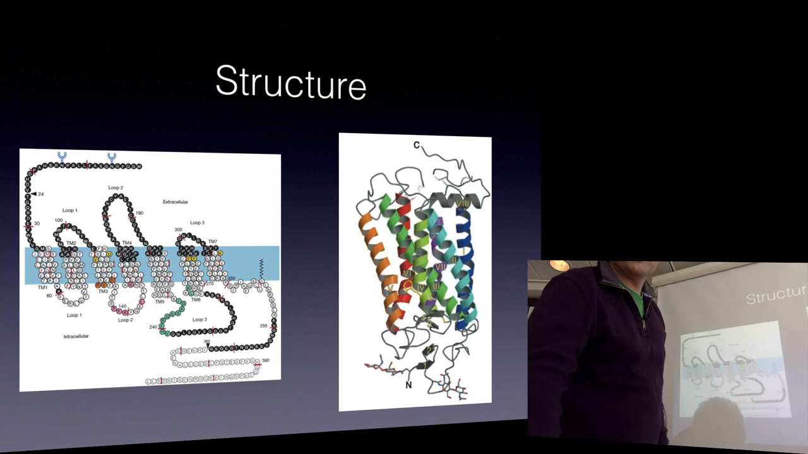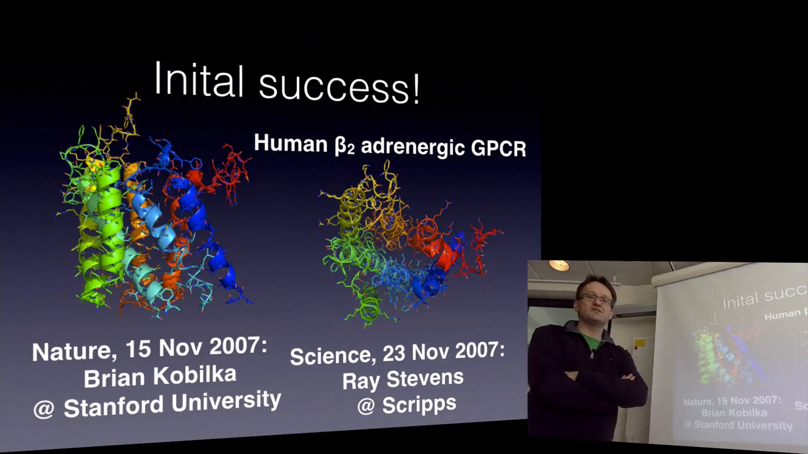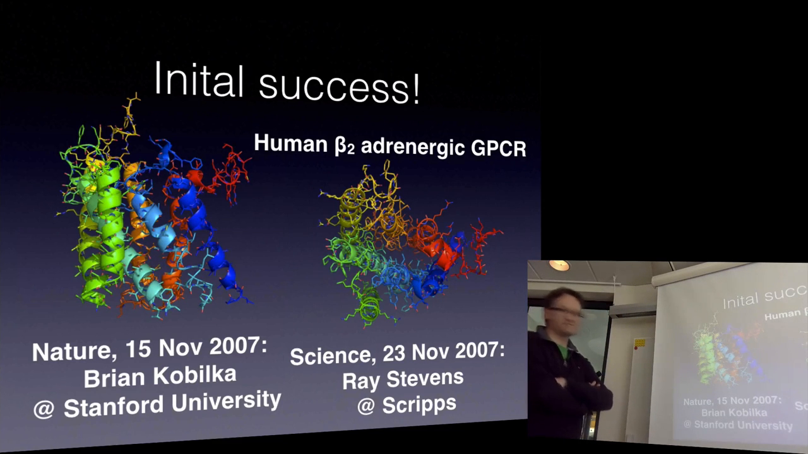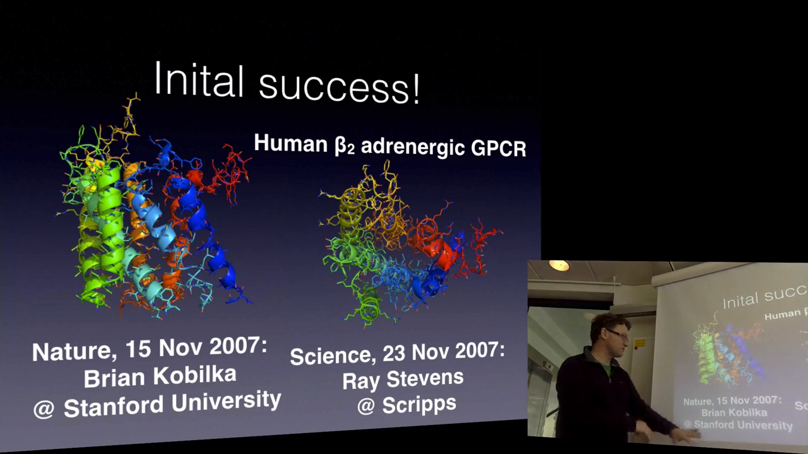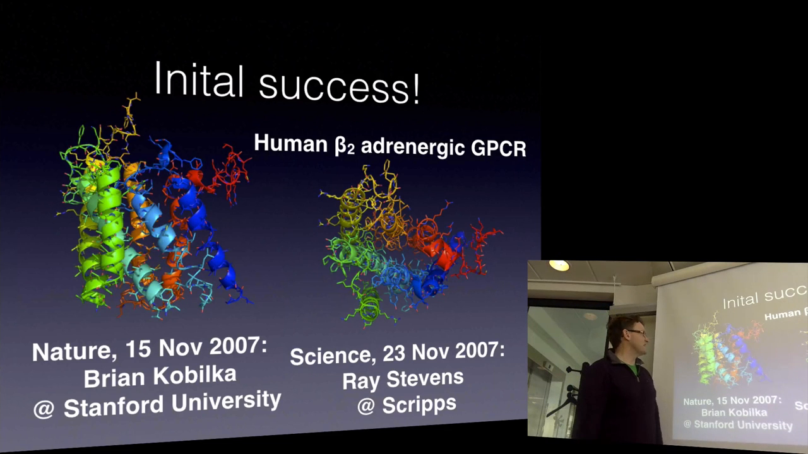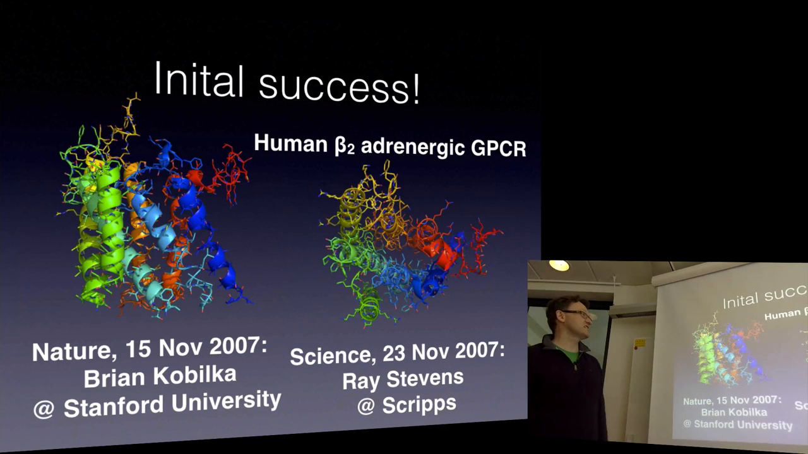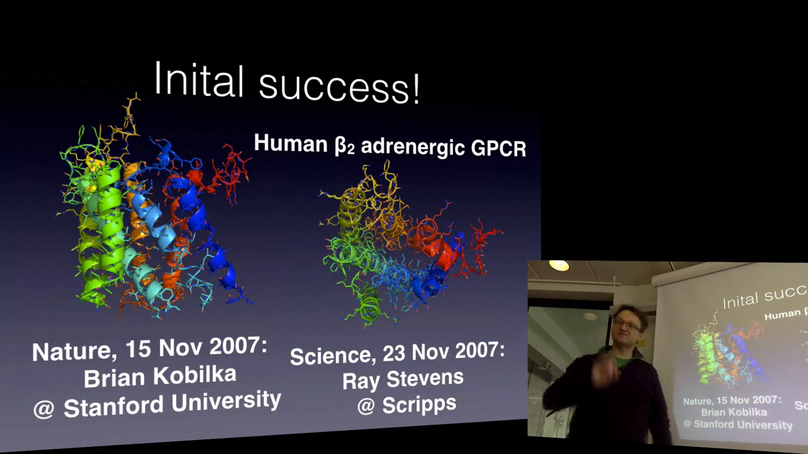This structure, the first real X-ray structure, was published in November 2007. Do you see something with those two dates? It was a fierce battle here. There have been some major conflicts between these groups. Now, in the interest of full disclosure, I did my postdoc at the department at Stanford where Brian worked, so I'm somewhat biased here. Brian is a super nice guy, and I'm very happy that he got the Nobel Prize. Ray Stevens is also an amazing scientist, and they have a huge operation at Scripps where they've mapped out the entirety. The funny thing is Brian still argues that he doesn't work with GPCRs. He just works with the human beta-2 adrenergic receptor, which is one very specific GPCR.